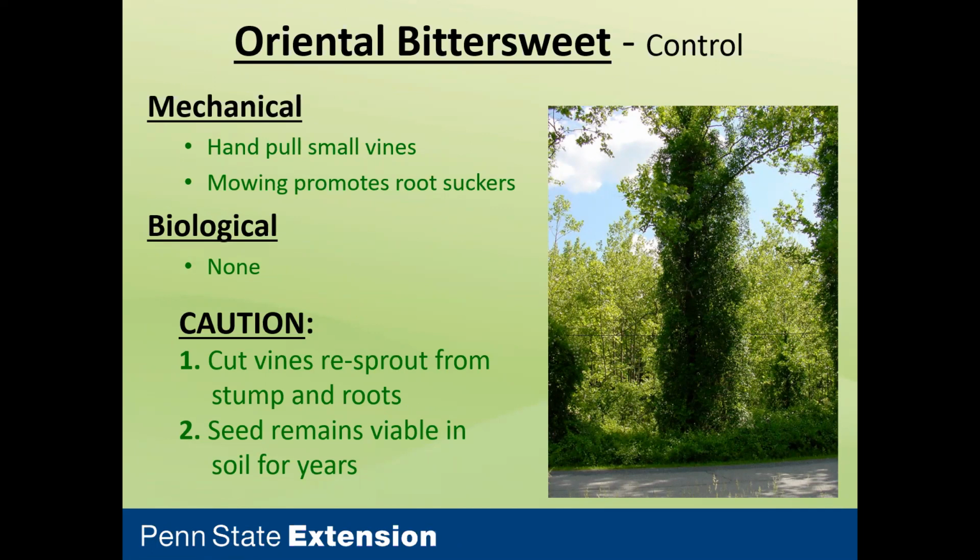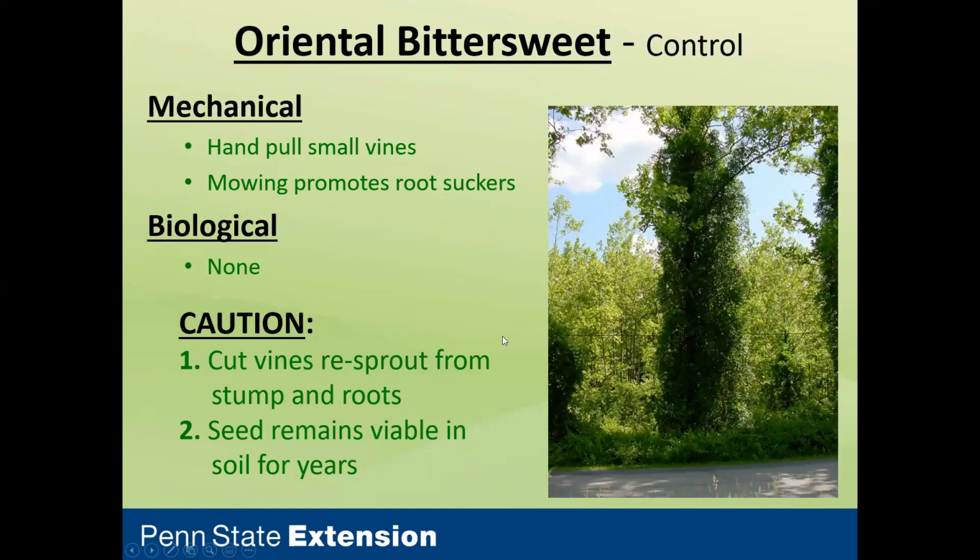So small vines can be pulled, but remember, these are root suckering species. A lot of times you're going to pull it and you're going to find that it's attached to a much larger vine. Mowing it promotes root suckering. I have a field here that is near the University Park Airport that Penn State owns, and they maintain it by mowing, and it has Oriental bittersweet in it, and literally that field is just absolutely covered now with Oriental bittersweet. So I don't know of any biological means to control this plant.